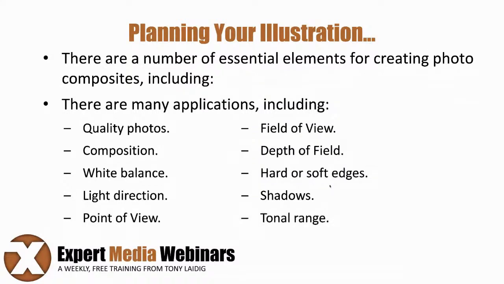And then tonal range. Tonal range goes together with white balance. Typically, when you're working in an image editor, they'll refer to tonal range as tint. So it's like yellow versus blue, green versus magenta. And it's really just a matter of adjusting everything so that it all kind of matches.